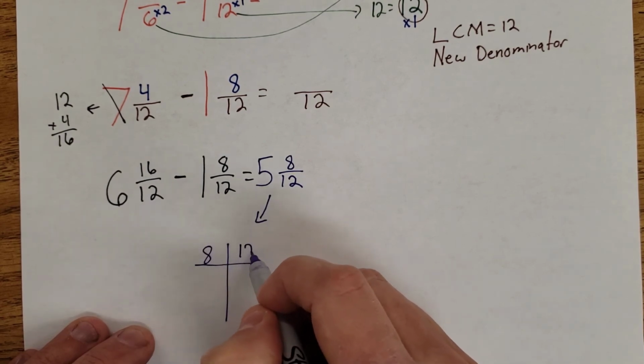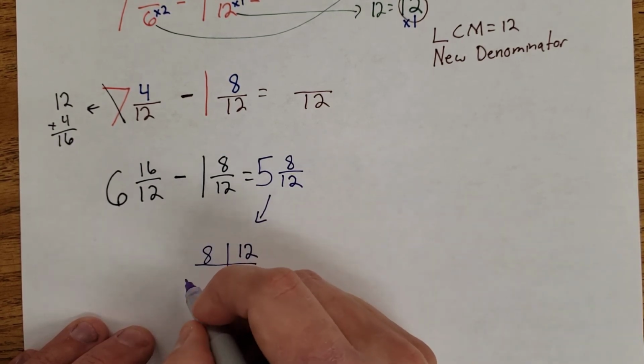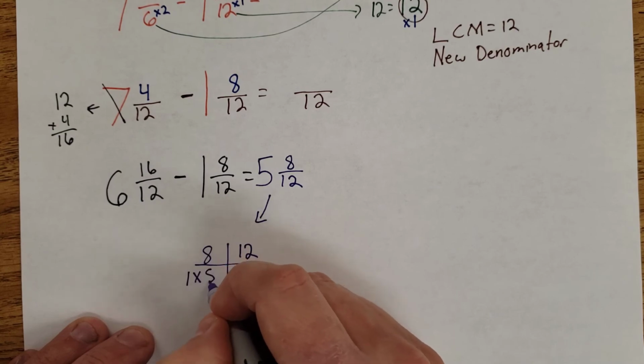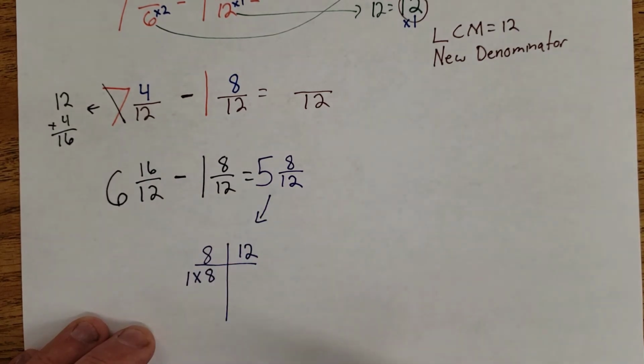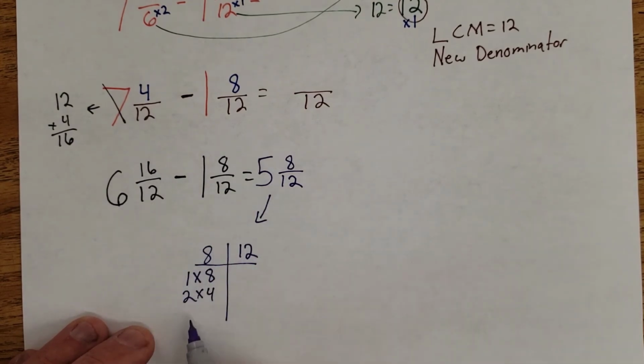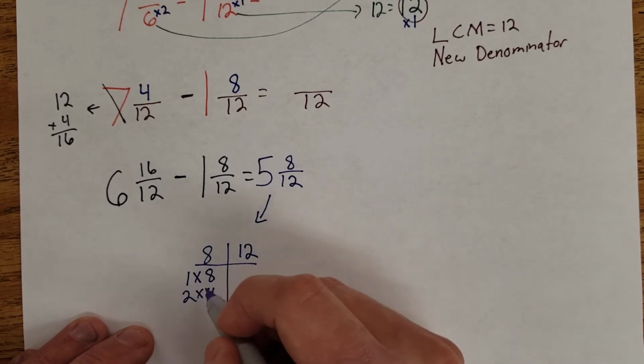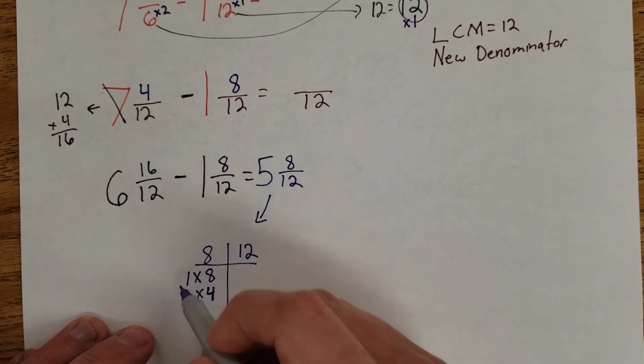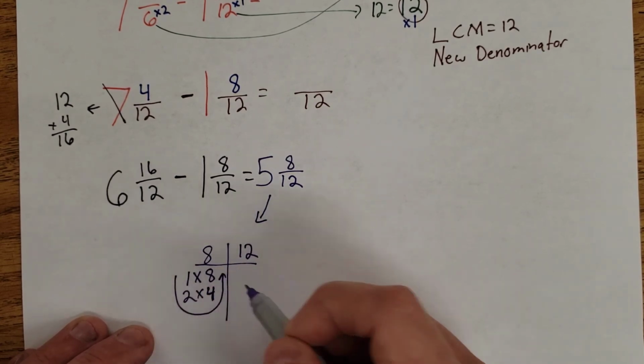8 and 12. 8 is 1 times 8. Now try 2's. 2, 4, 6, 8. 2's work. 2 times 4 is 8. Now try your 3's. 3, 6, 9, 12. No, 3's don't work. What comes after 3's? 4. But you already have a 4 right there, so you are done.